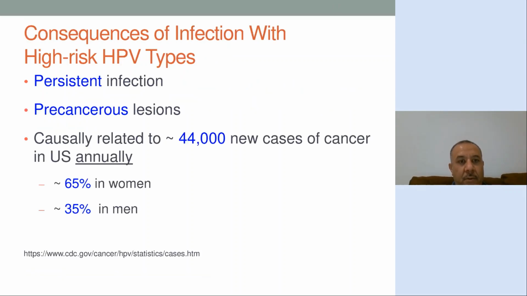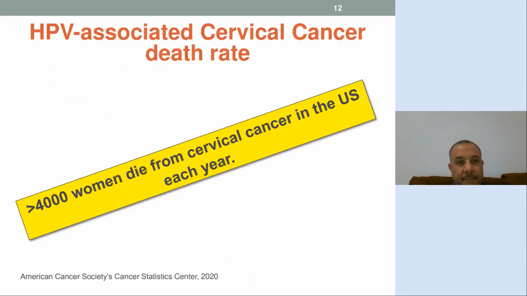To have an idea of how it affects males and females, 65% of those cancers are in females and 35% are in males. And regarding cervical cancer related deaths in America, it was recorded by 2020 that more than 4,000 females died from it each year. So this can give us an idea of how much the cancers related to human papilloma virus are affecting health all over the world.